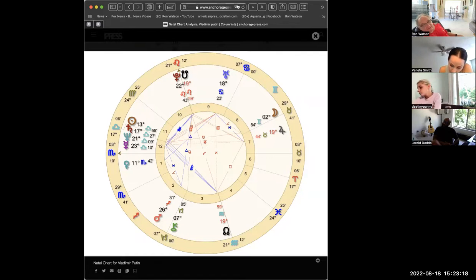It gives a divider and destroyer. And Saturn, Satan, is called in the Bible a liar, a murderer, and a deceiver from the foundation of the earth. A liar, a murderer, and a deceiver from the foundation of the earth. And if that doesn't describe Putin, nothing does. He's all of those things.